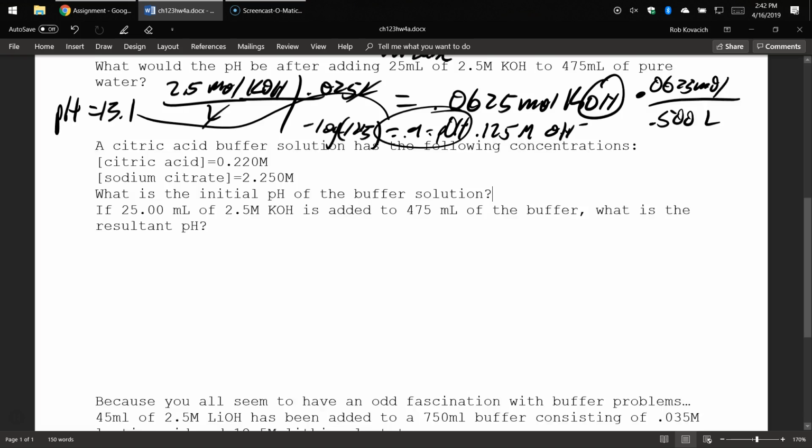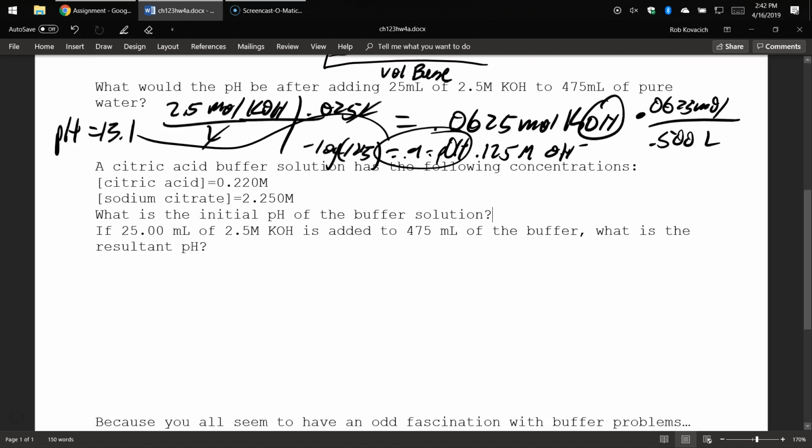All right, we're going to check what happens when we do that same thing, except this time to a buffered solution. So I had a pH change from 7 to 13, so that's 100,000 times, 10,000 times more basic than it started with.